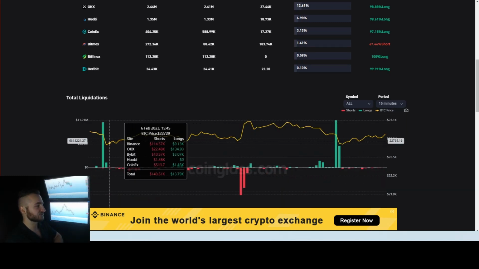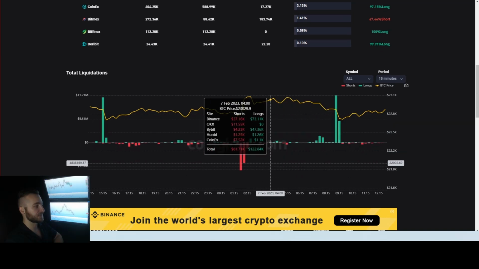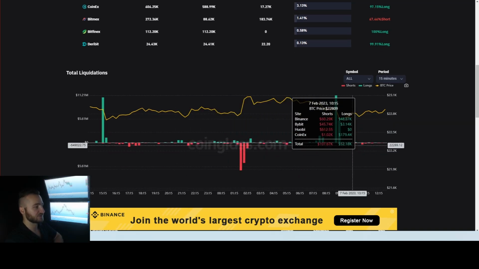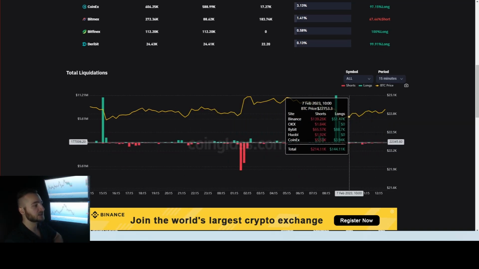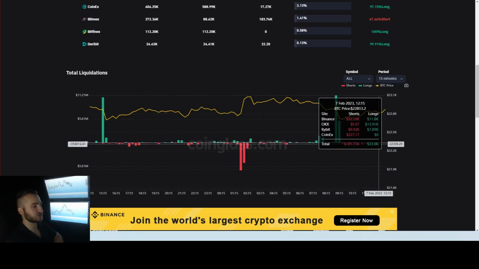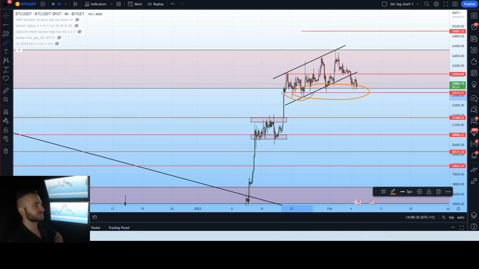Again, we have had some spikes in long liquidations and some spikes in short liquidations, but if you look at the last couple hours over here, last 3 hours, we really haven't seen too much. Again, there hasn't been any decisive price action. We're very much consolidating sideways.